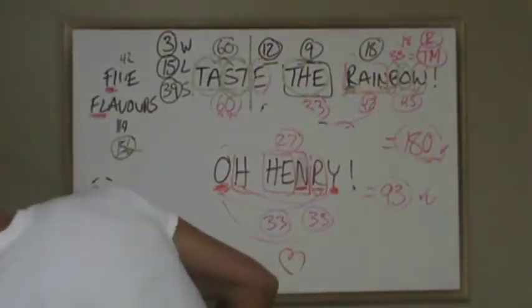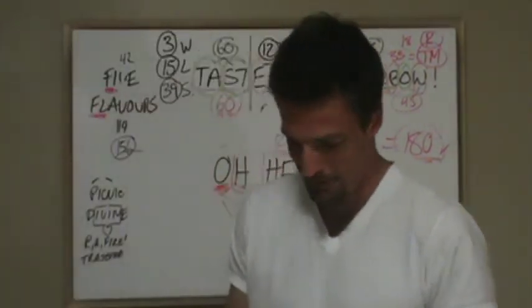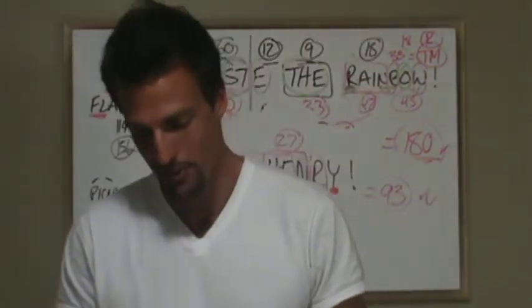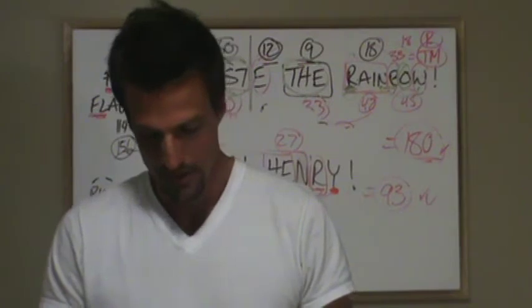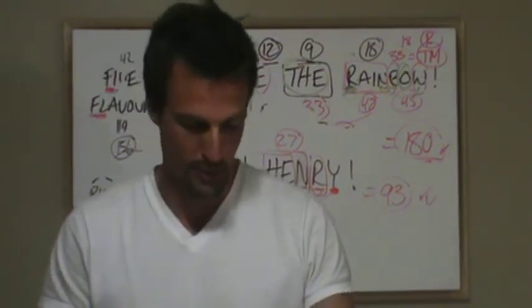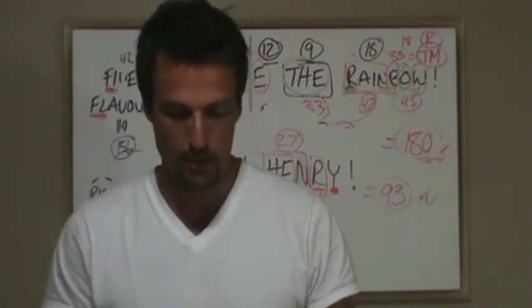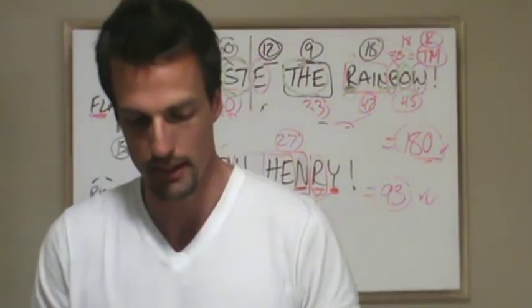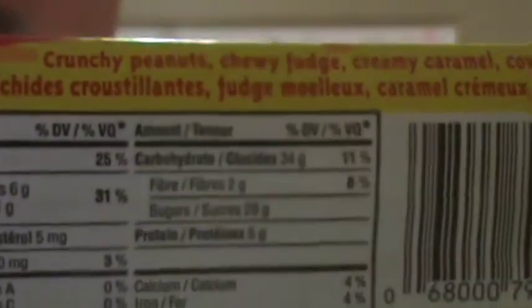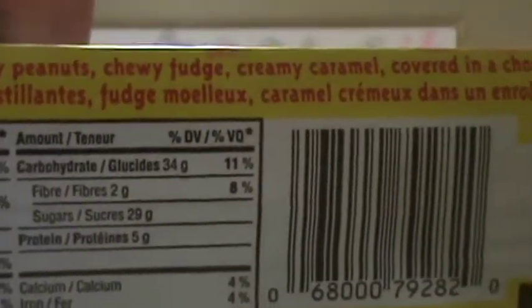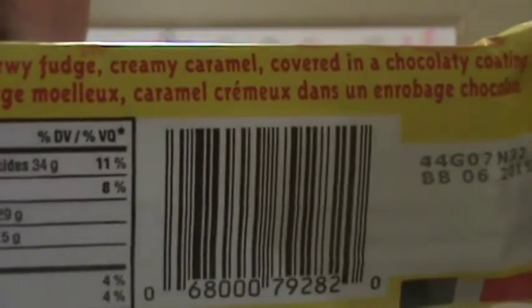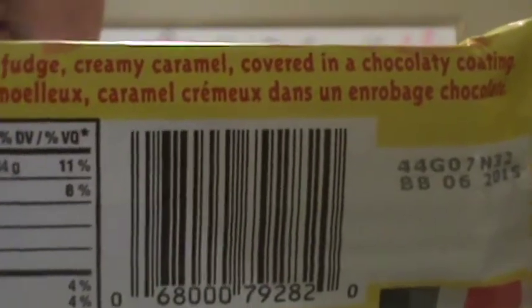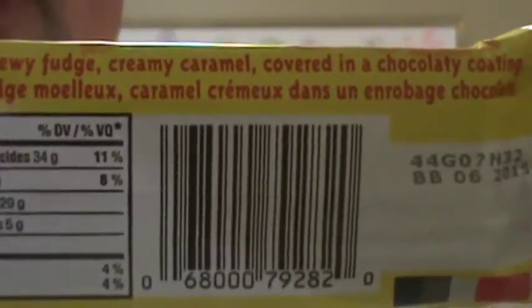Done. And now this is the best part about this one. Look at this brilliant piece of writing on the back and how many C words they chose in this writing that's on the back of the O. Henry bar. Here it is right there. Crunchy peanuts, chewy fudge, creamy caramel, covered in chocolate and a chocolate coating. Practically every word starts with C.